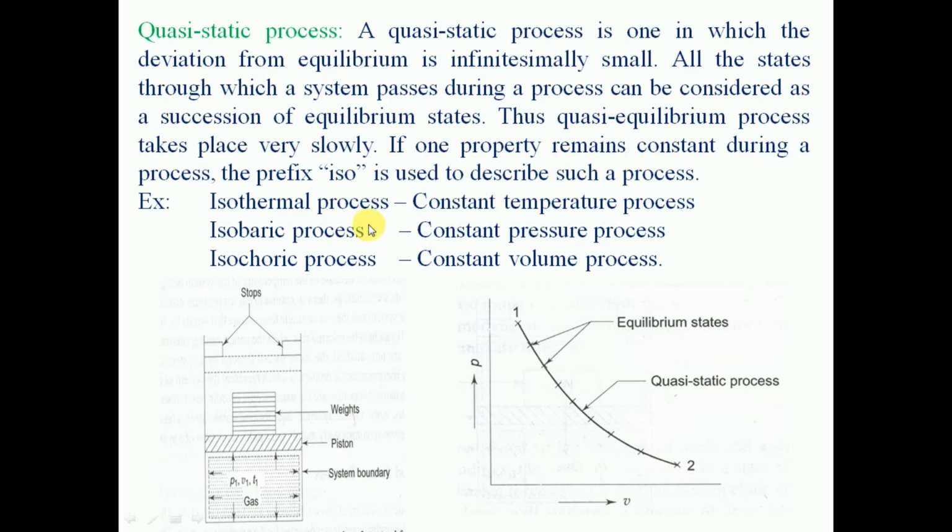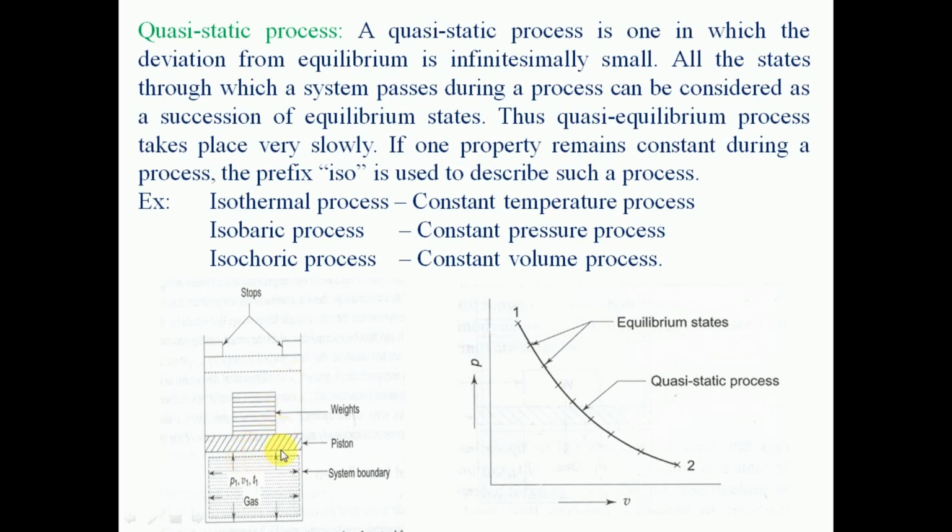Examples: what are there? The isothermal process is a constant temperature process. Isobaric is a constant pressure process. Isochoric is a constant volume process. Here, in order to explain the quasi-static process, we have used an example.